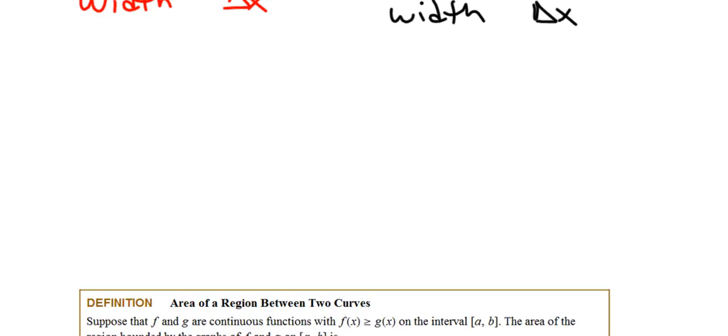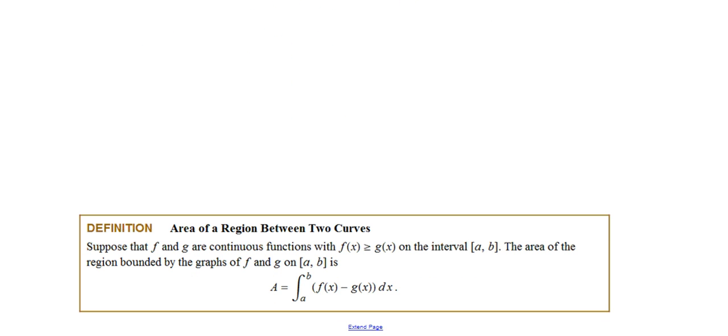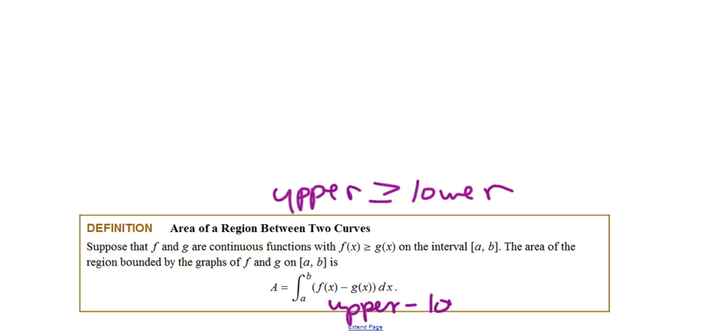So you can see that we have the area of a region between two curves, and they're continuous functions where f of x is the bigger one, the upper, is greater than or equal to the lower, which makes sense, on an interval from a to b. And the area then can be written as the integral from a to b of f of x minus g of x dx. So you can always think of it as the upper minus the lower function, and we're going to take the integration.